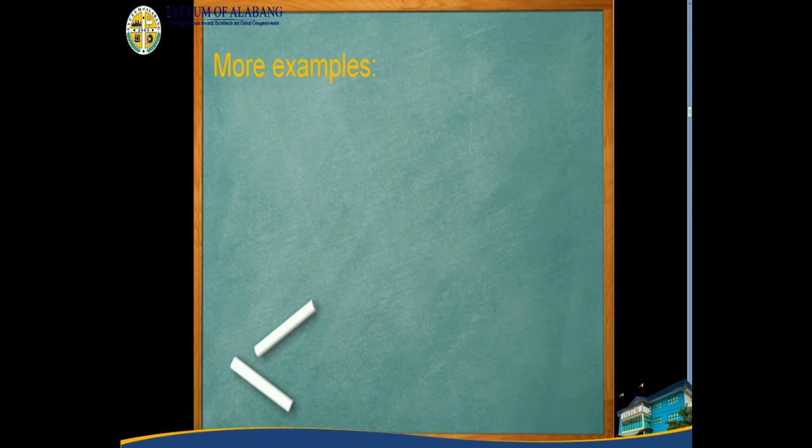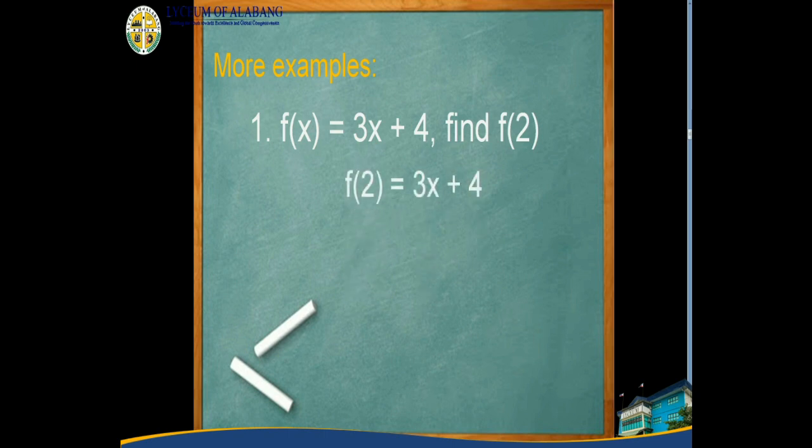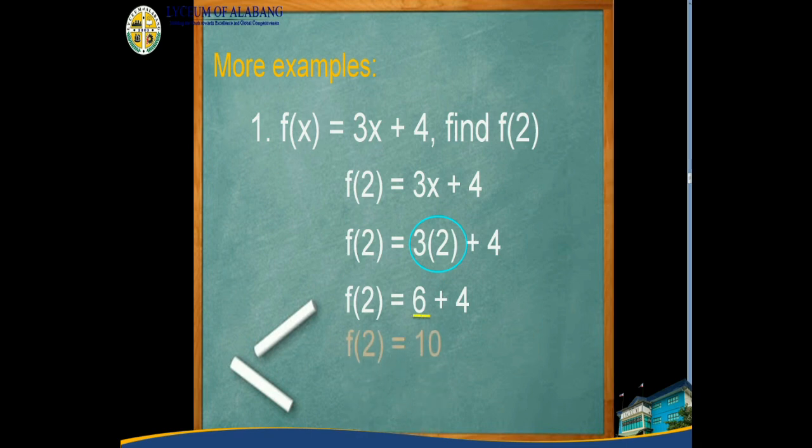More examples. Number 1. Evaluate f of x is equal to 3x plus 4. Find f of 2. F of 2 is equal to 3x plus 4. Just replace the variable x with 2. So we have f of 2 is equal to 3 times 2 plus 4. Then, simplify. F of 2 is equal to 6 plus 4. Therefore, f of 2 is equal to 10.